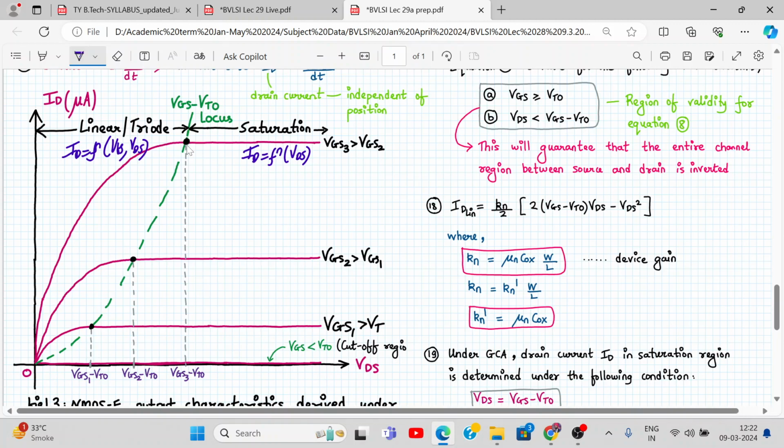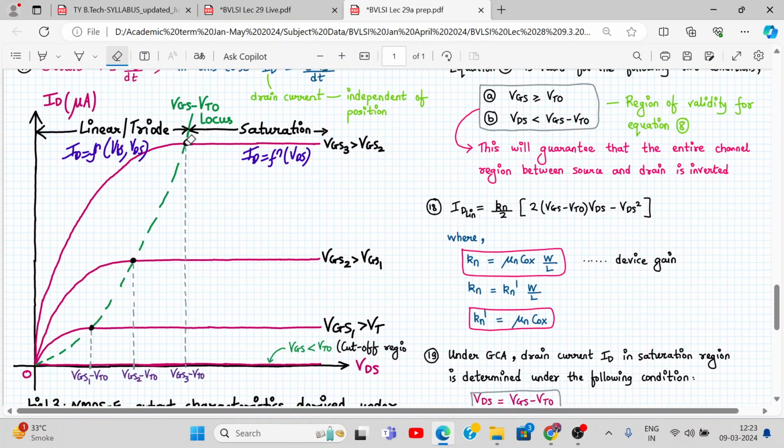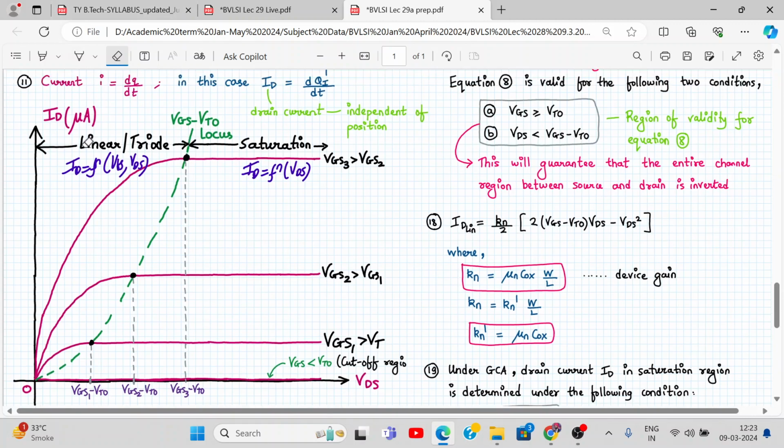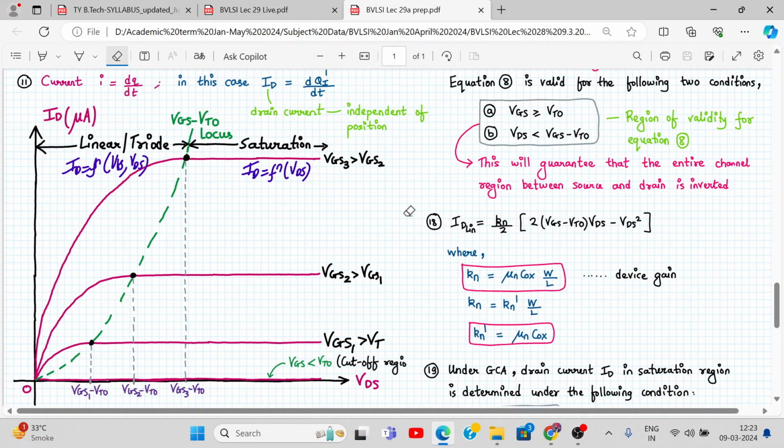Yes or no? So please draw this graph, the output characteristics, in your books. ID versus VDS. We have a locus of points. We know why this is enhancing; yesterday we discussed it. As you can also see, the distance between the curves we are drawing is not the same, it's increasing. It's not uniform. So this is my output characteristics drawn under GCA, gradual channel approximation. We have clearly distinguished the linear region and the saturation region. We have both the equations with us, which we have written up till here. Very important. Understood, students?